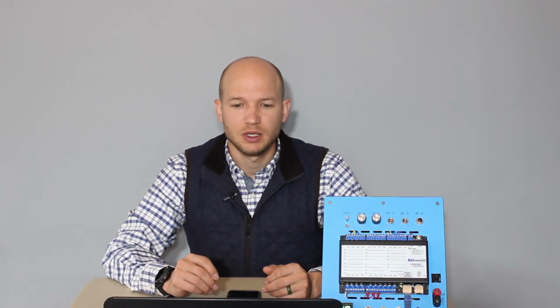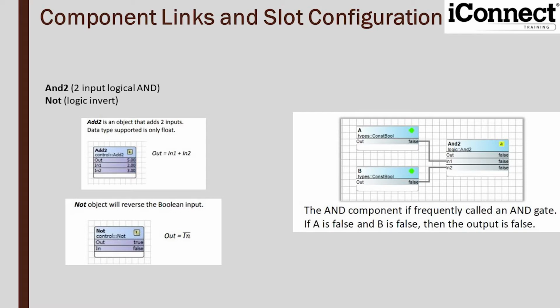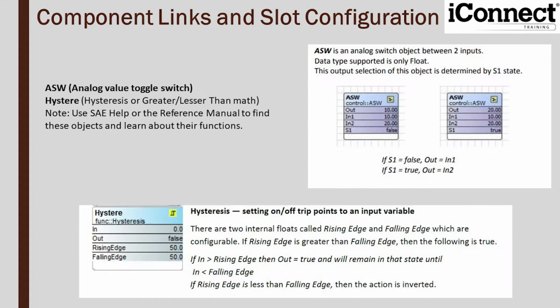Let's take a closer look at some of the components that we're using. So the AND2 and the NOT objects. The NOT is an object that will reverse the Boolean input. And the AND component, also sometimes called an AND gate. The AND component or object adds 2 inputs. So in the example here, if A is false and B is false, then the output is false.